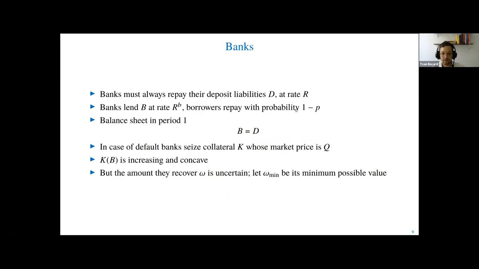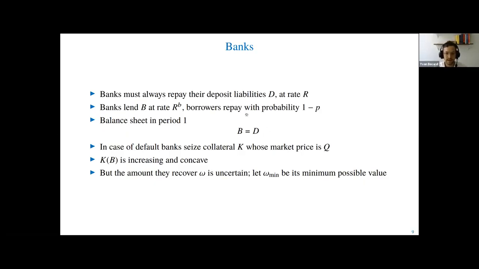Now the banks. So the banks borrow D deposits, and they have to repay in all states of the world. They must repay RD in the next year. So they cannot default on their liabilities. However, when they lend B, the loan they extend is risky. And so there's probability P that the loan will not be repaid, and probability 1 minus P that the loan is repaid. We assume that the banks lend to many borrowers, so that the probability becomes a fraction here.